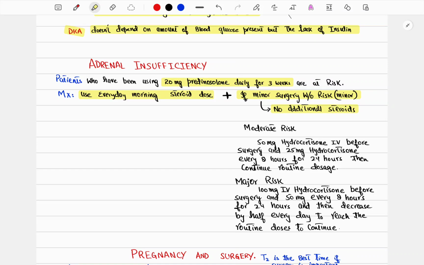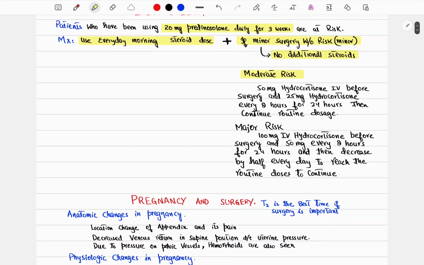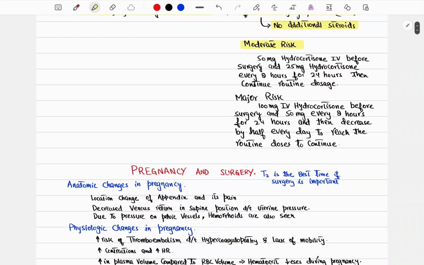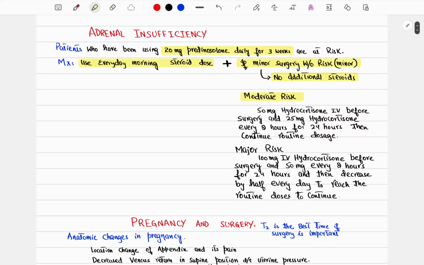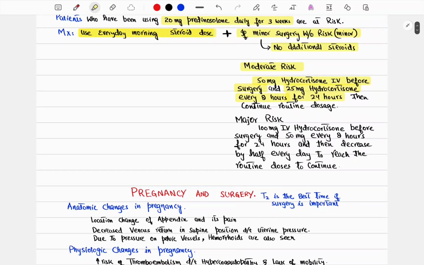But if there is a procedure or surgery which has moderate risk, for example hernia patients, inguinal hernia patients, the normal steroid dose is given plus 50 mg hydrocortisone intravenously before surgery, and then 25 mg hydrocortisone every 8 hours for 24 hours. Then continue the routine dose.